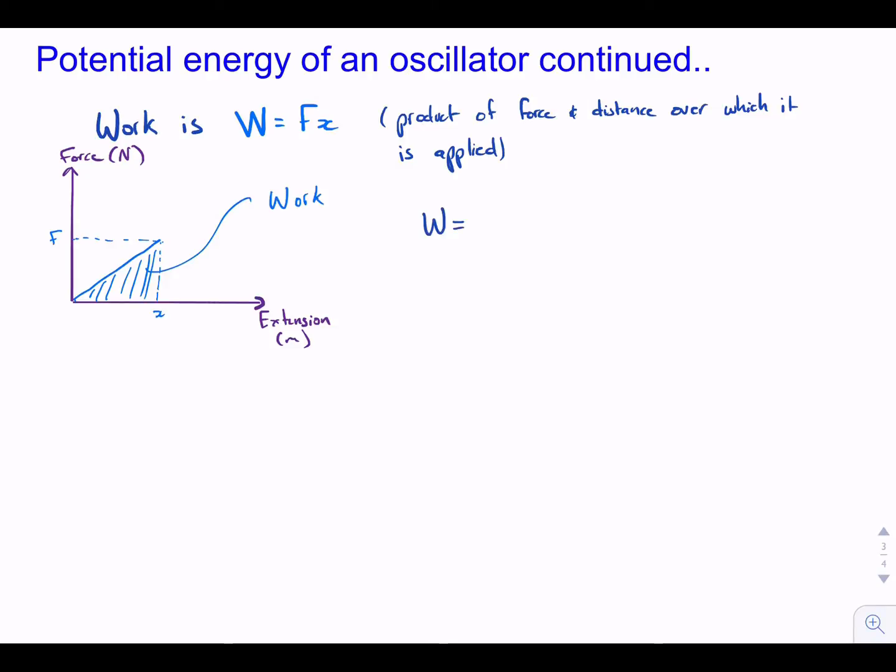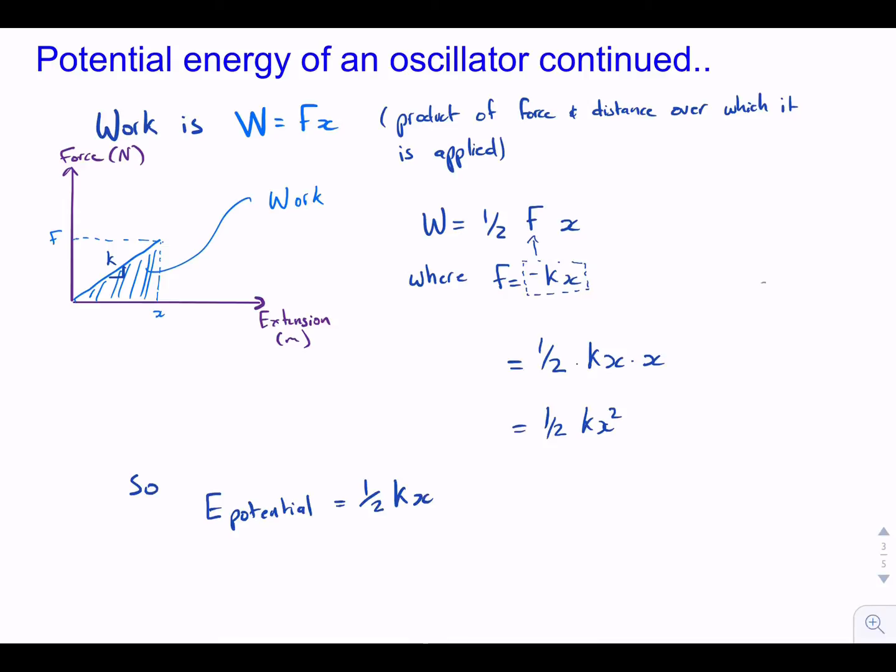So if we take this top equation here, we can see that work must equal a half Fx, because we've got a triangle. Now we know that F equals minus kx, so we can sub that into the equation, and we see that now work equals a half kx times x, which equals a half kx squared. This is where the equation, the potential energy equals a half kx squared, comes from for a mass on a spring.